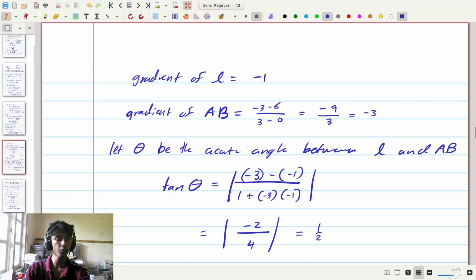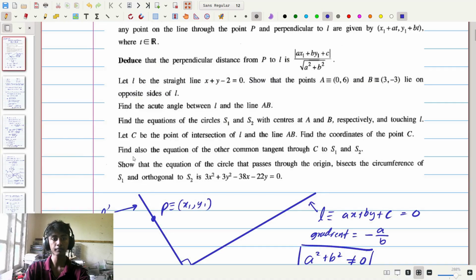Now after that, the question then says, show that the equation of the circle that passes through the origin, bisects the circumference of S1 and is also orthogonal to the circle S2 is this equation: 3x squared plus 3y squared minus 38x minus 22y equals 0.